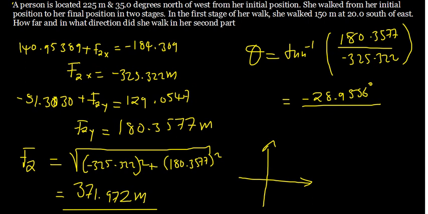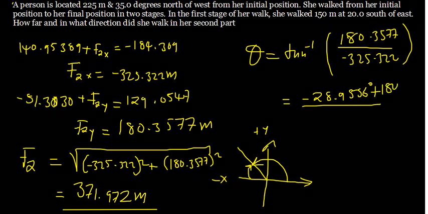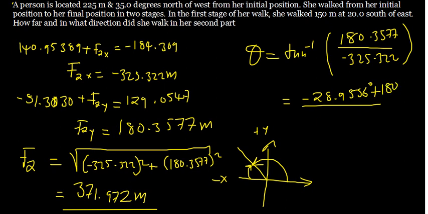Now I need to look at where this vector is. X is negative, y is positive. So this is the negative x, this is positive y, meaning that the vector is in this quadrant, and the angle that you have found is actually this one. The angle that you want is this one. So to the angle that you found, just add 180, and that is going to give you 151.04 degrees. Are we okay? Are we good? Okay. So that is the end of this question.